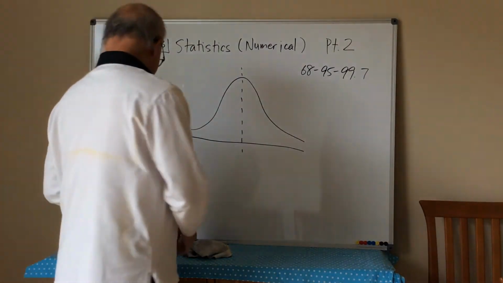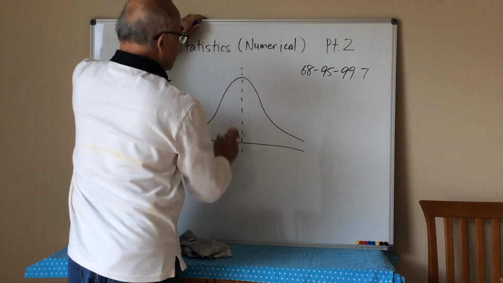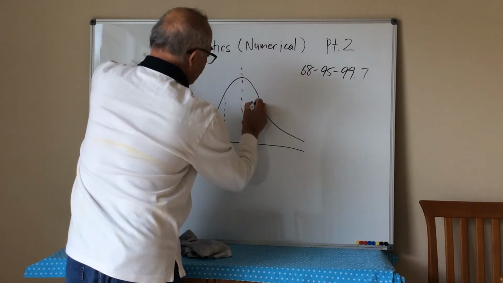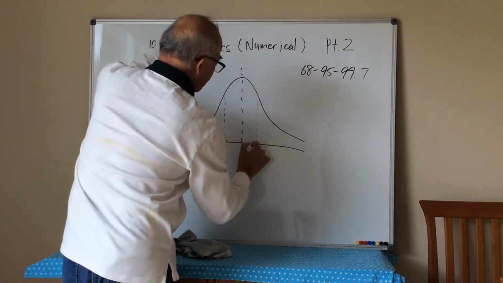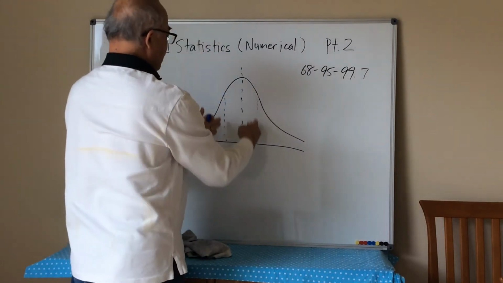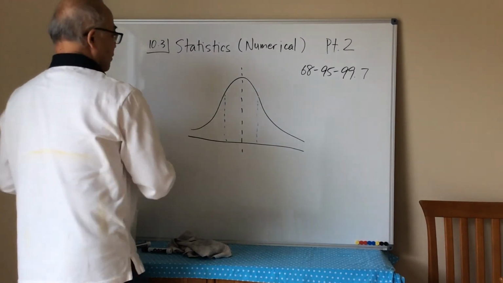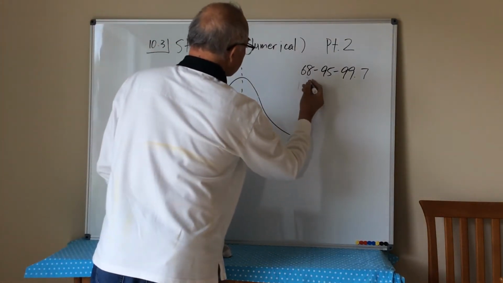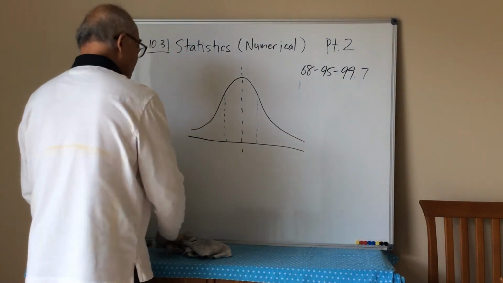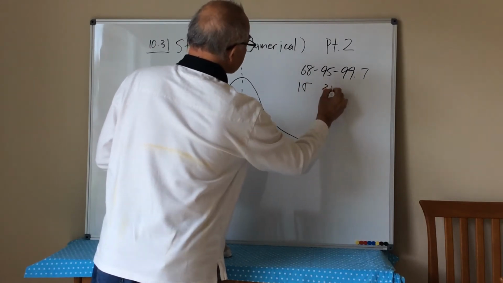What that means is that one standard deviation away from the mean, 68% of all the data will be between these two lines, okay? All right, 68%. So this is 1 sigma. This is the blue one, right? 1 sigma. This is 2 sigma.